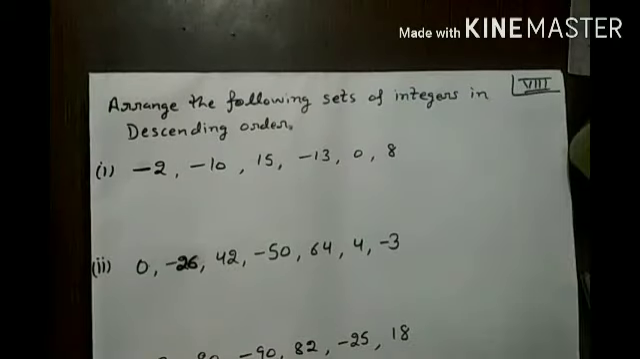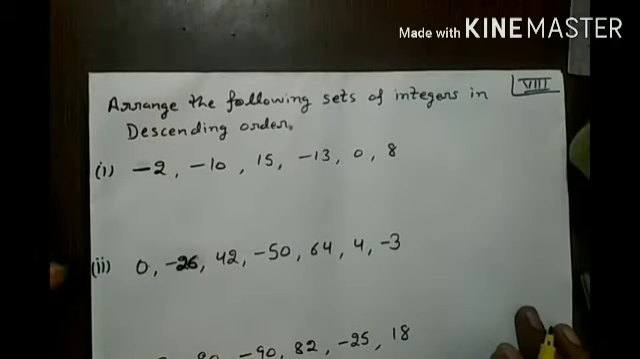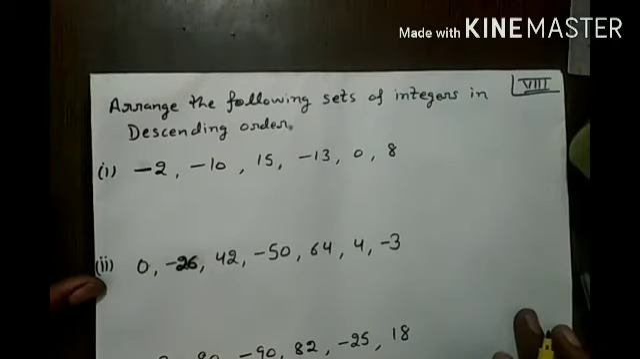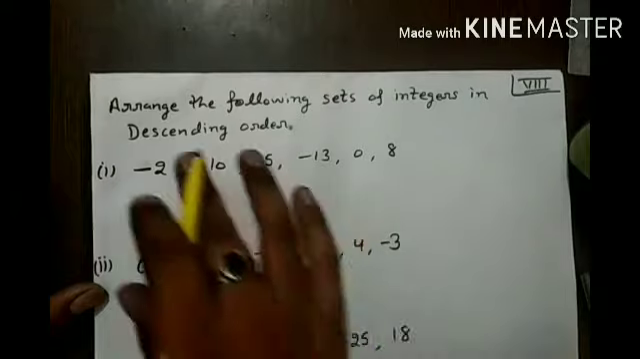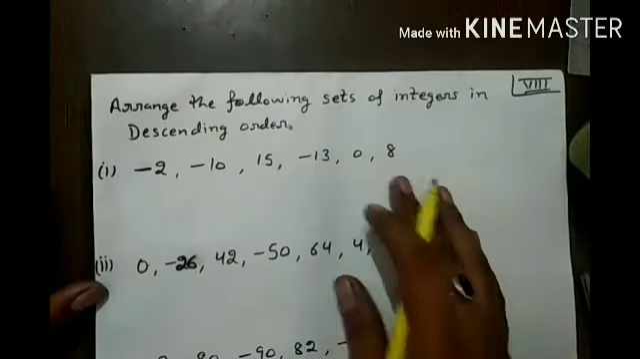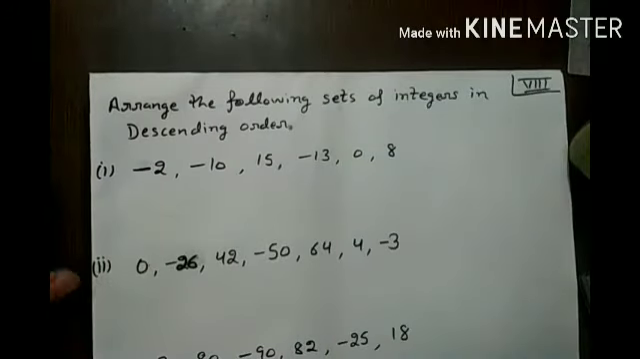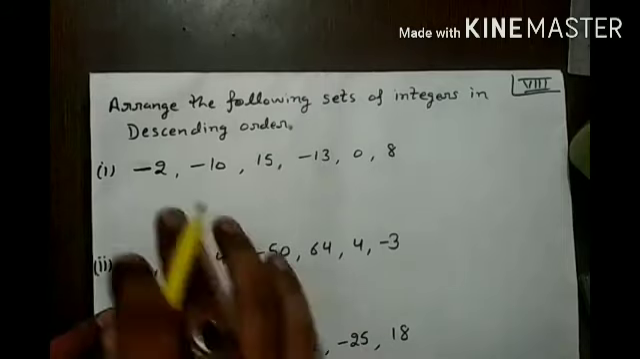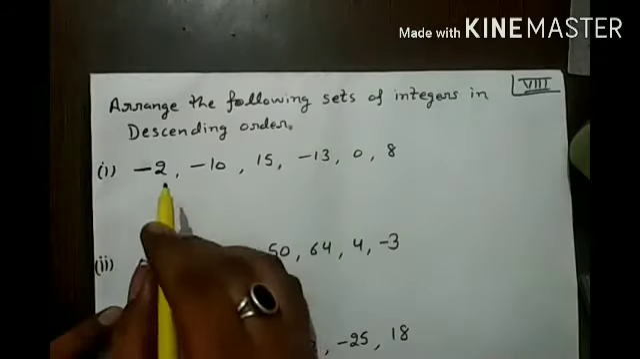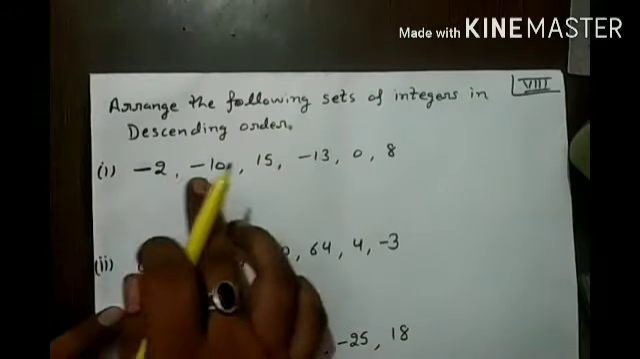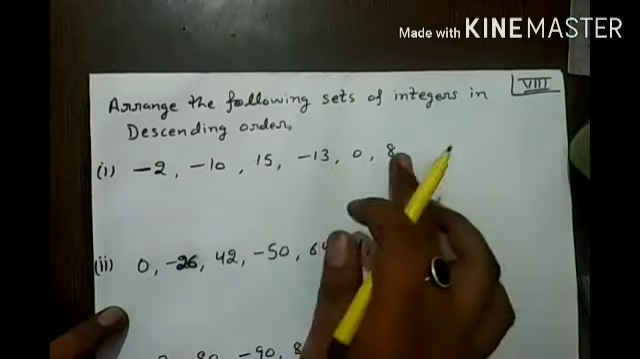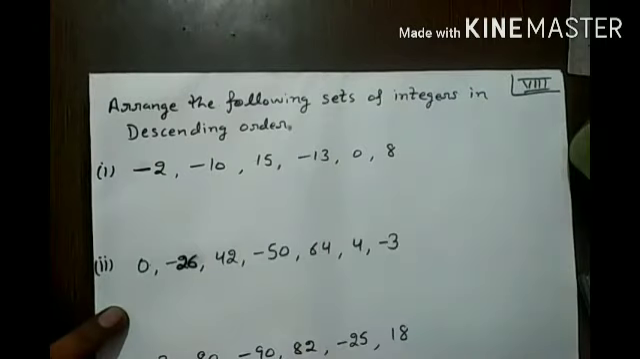Dear student, in this video we are going to learn to write the given set of integers in various orders. These orders are descending order. So we have to write the given group of integers in descending order. Firstly, we see the first part. In this part there are some negative integers and some positive integers, and 0 is also there.